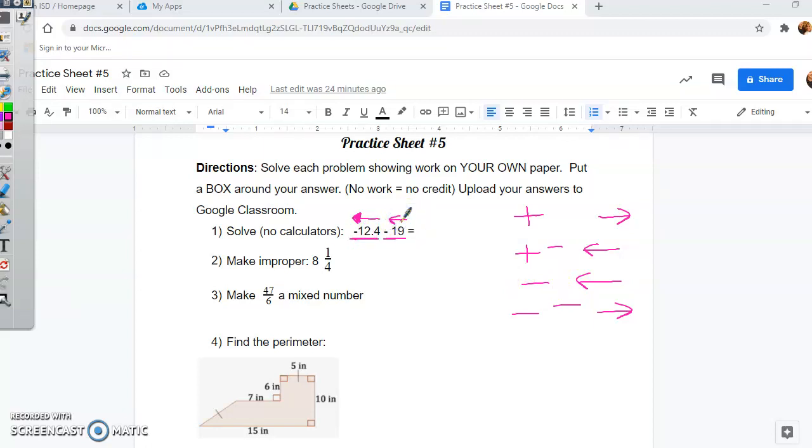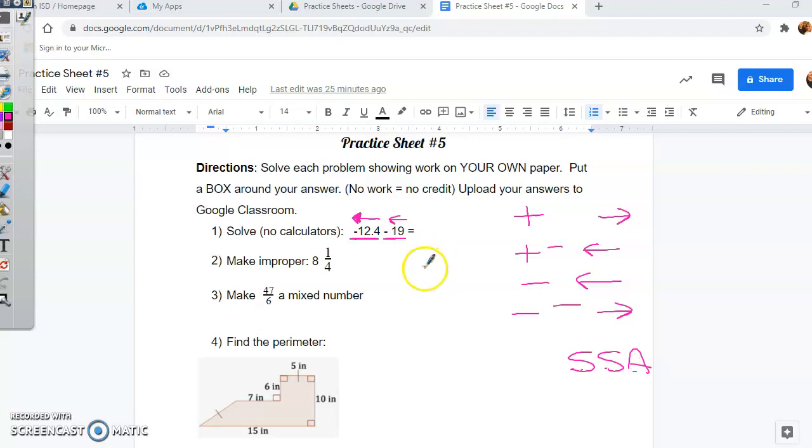Now we have to look. Do those go in the same or different direction? And you can tell they are the same. So same, sum, add. Same, sum, add. Okay, because sum means you are finding the answer to an addition problem. So it looks like we're adding these to the left, okay?